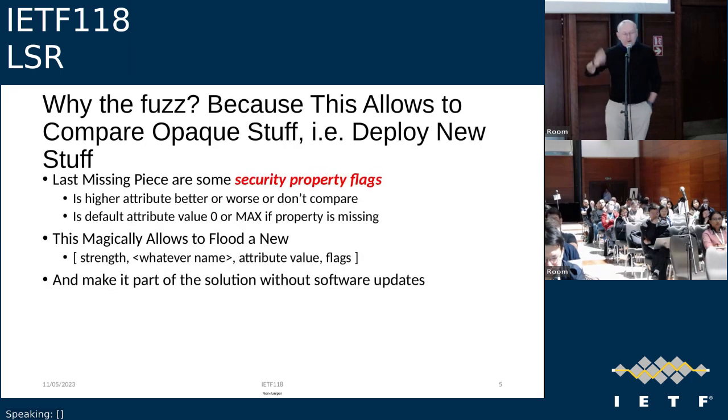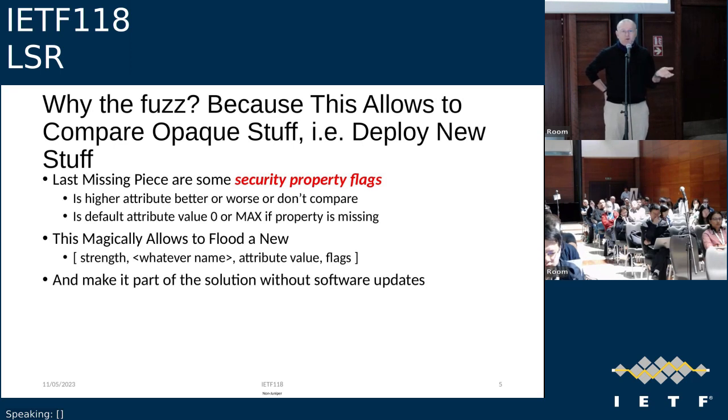Now, why all this fuss, right? Because this framework also allows us to introduce completely new properties without lifting the protocol version of the software, all right? So there is a last missing piece where you have to say what you do with the thing, you actually don't have it implemented, right? So here shows up a security property and you go like, okay, I don't really know what it is, right? And it's worse when it's missing. Well, you have the strength. So that's the second bullet point. Something basically says, okay, here's the strength of the property.